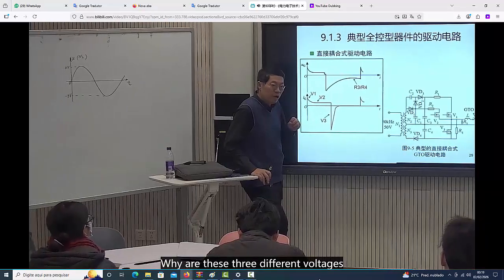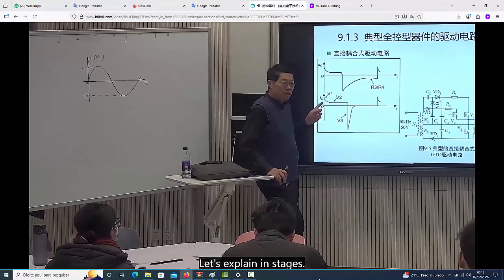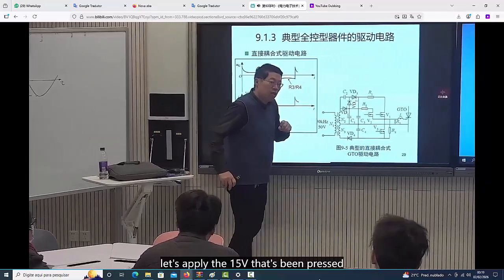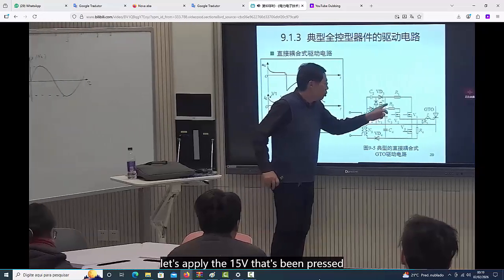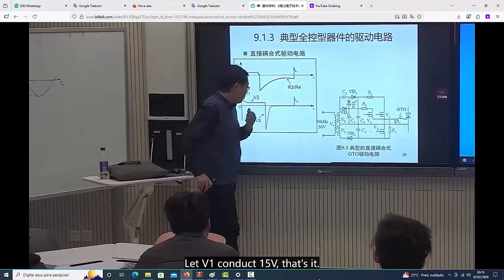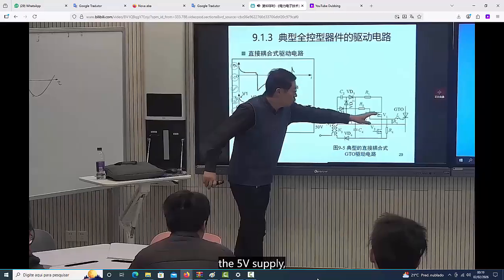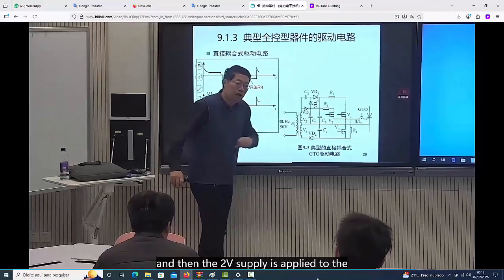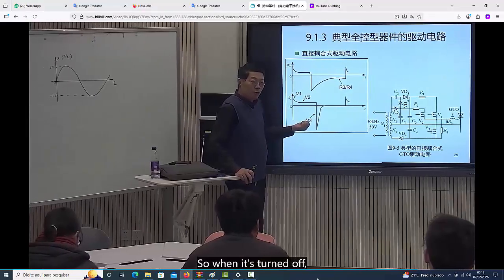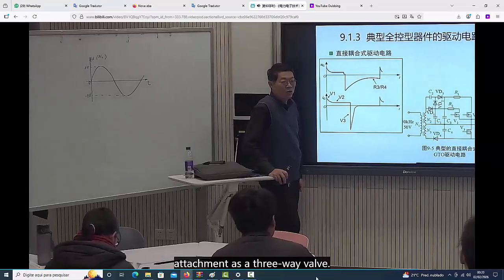Why are these 3 different voltages constructed here? Let's explain in stages. First, isn't it called a strong pulse? First, let's apply the 15V that's been pressed out above. How do we apply it? Let V1 conduct 15V, that's it. Then, the flat section is provided by the 5V supply, and then the 2V supply is applied to the flat section. So when it's turned off, you just need to use the auxiliary switch as a 3-way valve. It's that simple.